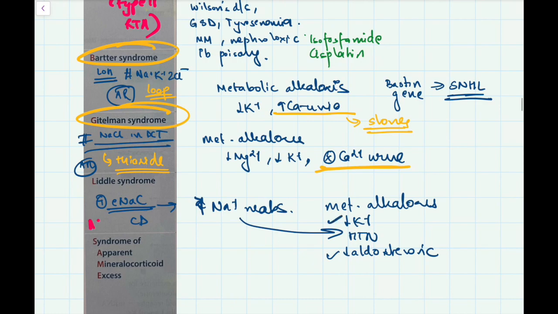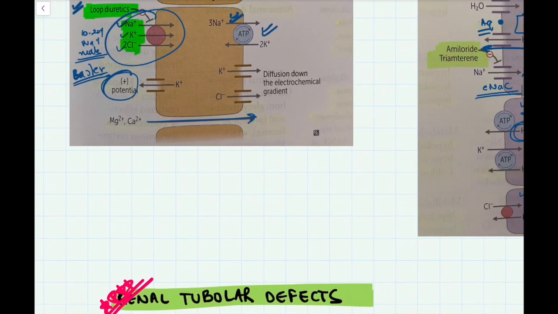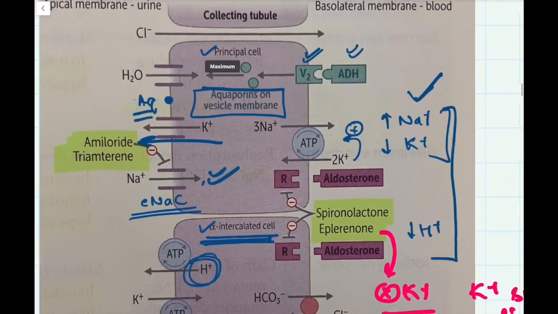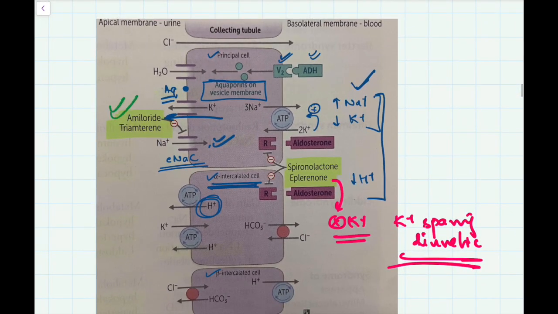It is an autosomal dominant disorder, very important, because Bartter and Gitelman were autosomal recessive disorders. For treatment, we need inhibitors of the ENaC channel, that is amiloride. We read in the collecting duct that amiloride is an inhibitor of the ENaC channel.